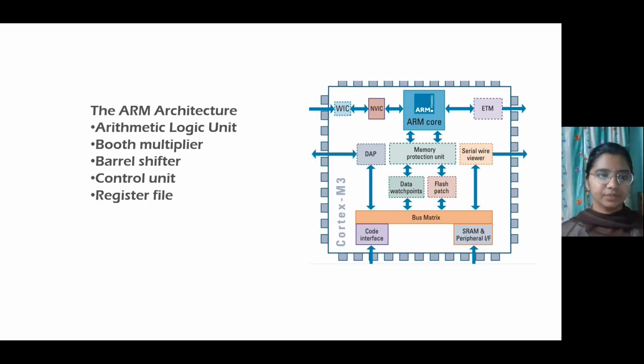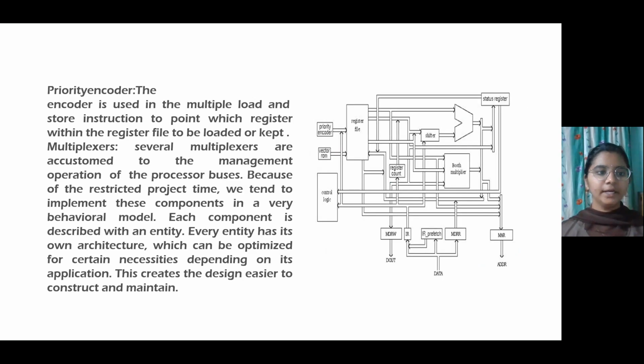The ARM architecture: arithmetic logic unit, Booth multiplier, barrel shifter, control unit, register file. Priority encoder: the encoder is used in the multiple load and store instruction to point which register within the register file to be loaded or kept. Multiplexers: several multiplexers are used to manage the operation of the processor buses.